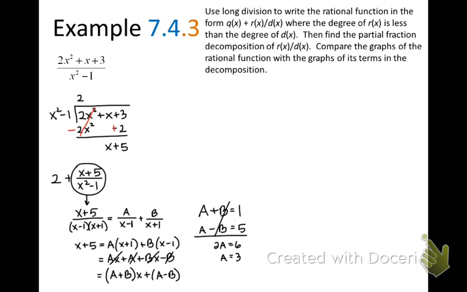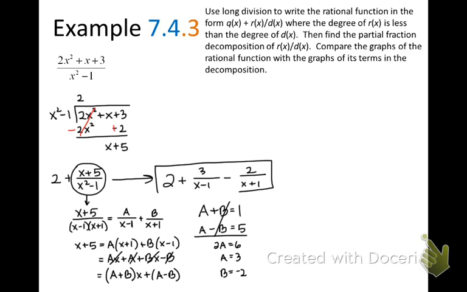Yep, B should be negative 2, so that when I take A plus B, I get positive 1, right? So basically what I'm saying here is that this thing right here can become 2 plus, and then those partial fractions. The A piece being 3 all over x minus 1, and then minus 2 all over x plus 1. This is what I'm claiming is my partial fraction decomposition.